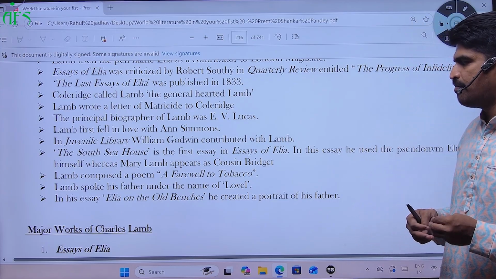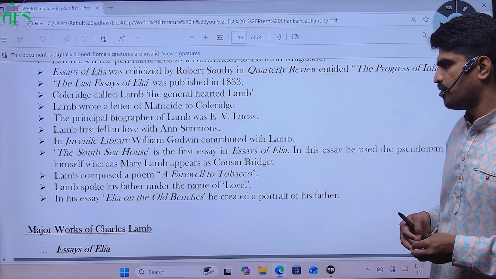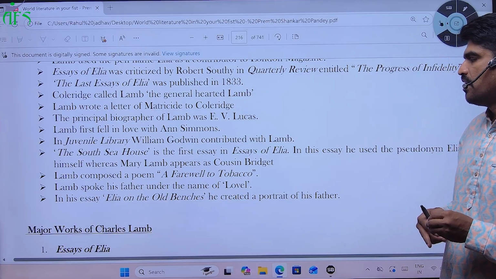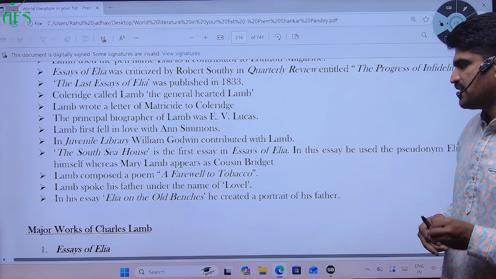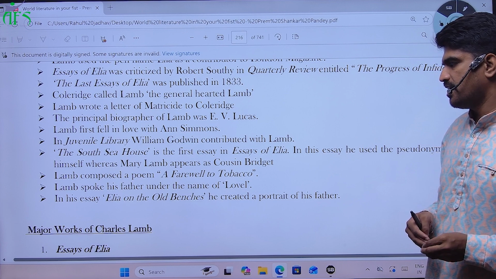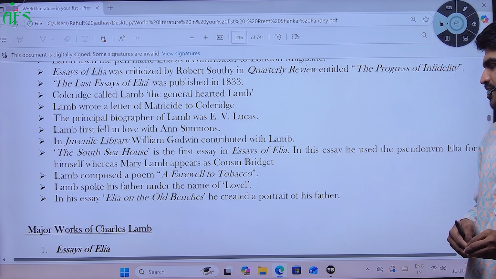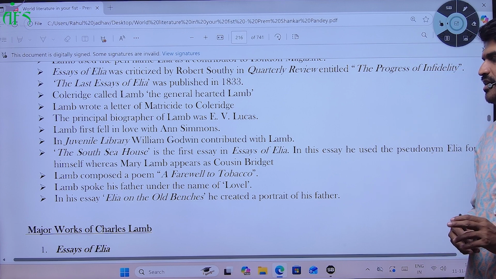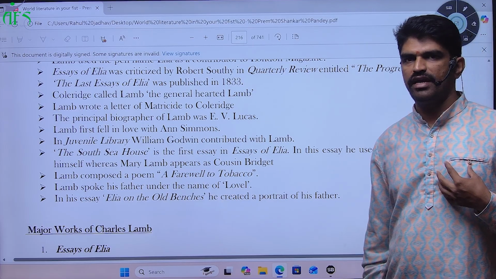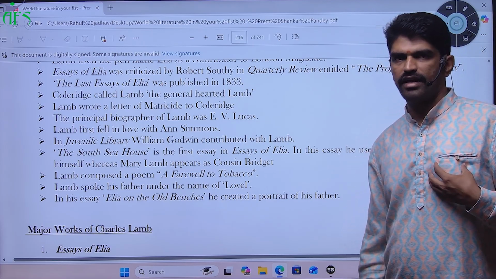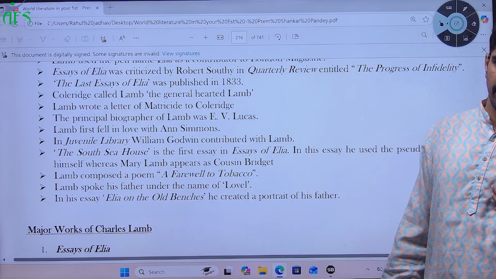Now Lamb composed a poem, Farewell to Tobacco. Lamb spoke of his father under the name of Lovel, exactly, and in his essay Elia, on the Old Benchers, he created a portrait of his father. Now it was Elia, the character that he portrayed in his essays, who was he himself, exactly.